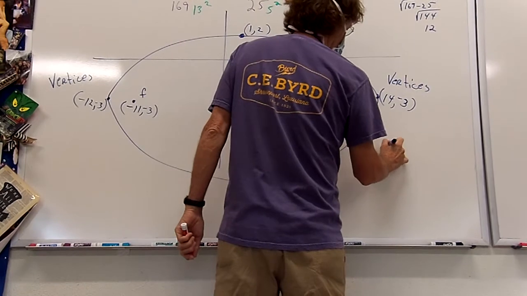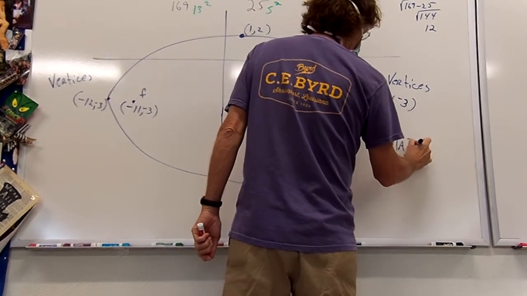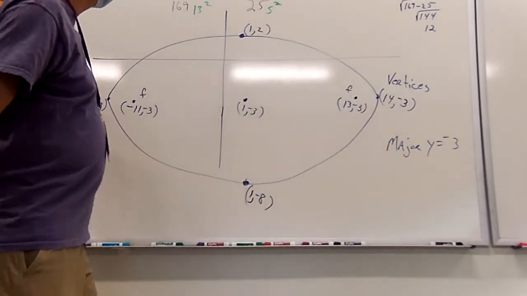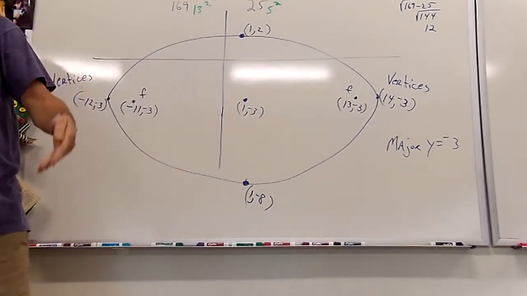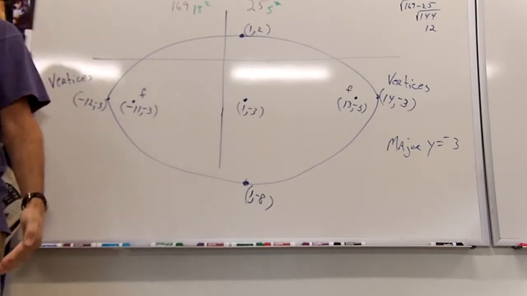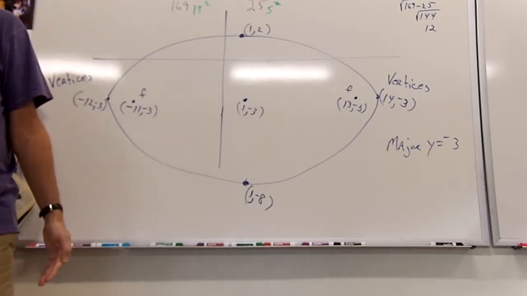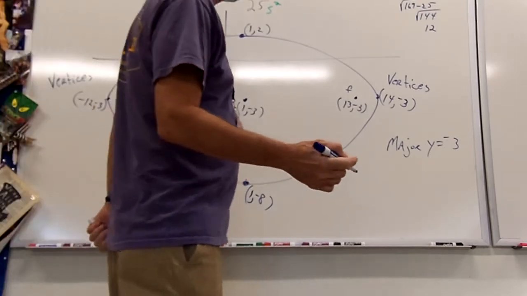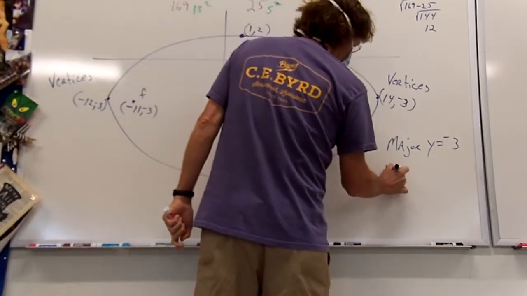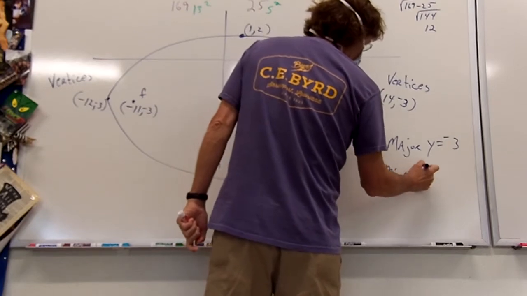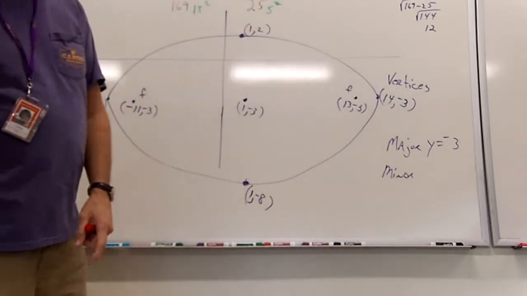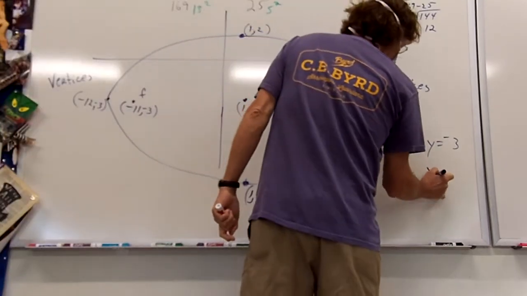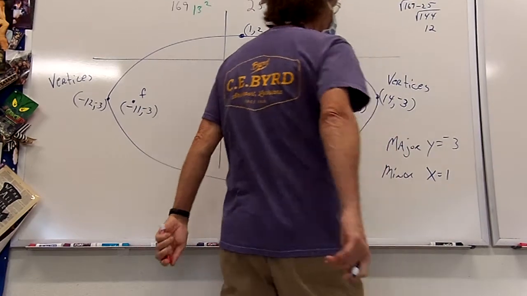Major. Y equals -3. Because y'all know that horizontal lines are y equals and vertical lines are x equals. How many of you remember that? Everybody remembers that? Yeah. Horizontal lines are y equals. Now, let's go ahead and talk about the minor axis. I bet you can guess which one the minor is. The minor is the one that is the short one. X equals 1. Okay?